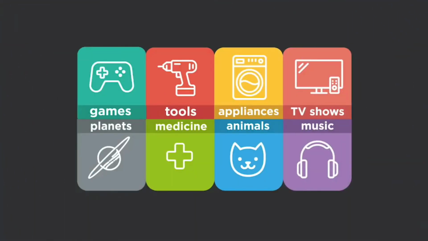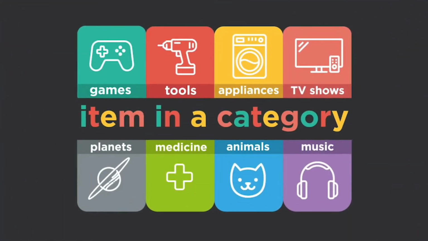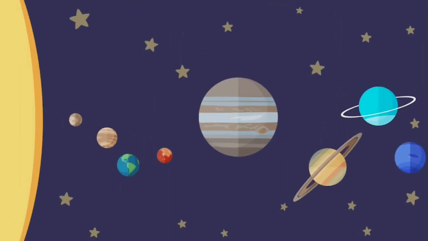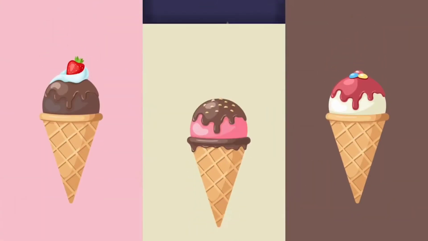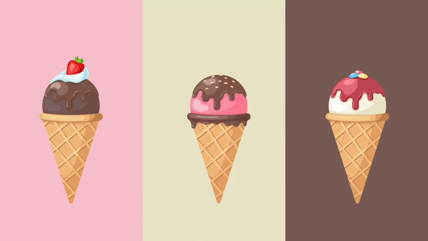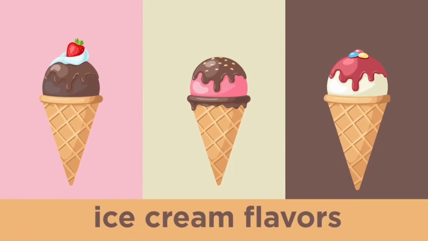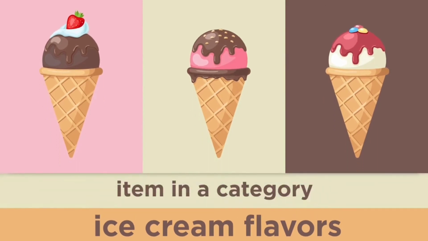An analogy can also have an item in a category relationship. This shows a relationship between a category and something in that category. One way to recognize an item in a category relationship is to identify when one subject is a type of something else. For example, chocolate, vanilla, and strawberry are all items. The category is ice cream flavors. Ice cream flavors and all three types of flavors have an item in a category relationship.